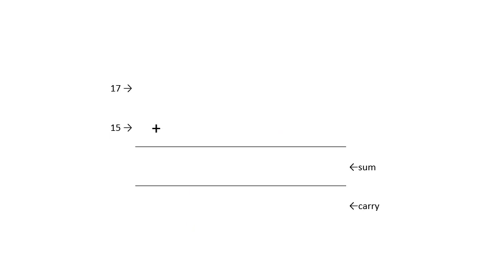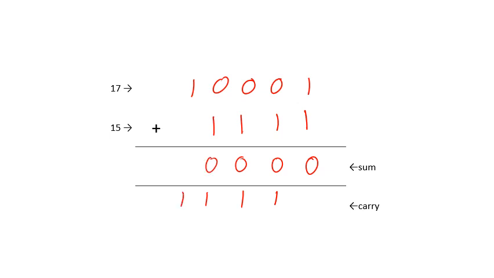17 plus 15. So 17 is 16, no 8, no 4, no 2, and a 1. 15 is no 16, it's an 8, a 4, a 2, and a 1. Okay, so 1 plus 1 is 0, carry the 1. 0 plus 1 plus the 1 is 0, carry the 1. 0 plus 1, oh, it's the same thing again, isn't it? 0, carry the 1. 0 plus 1 plus the carry is 0, carry the 1, and this is 1 plus 1 is 0, carry the 1.